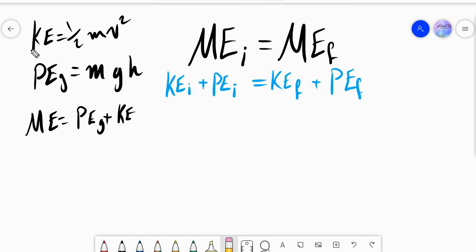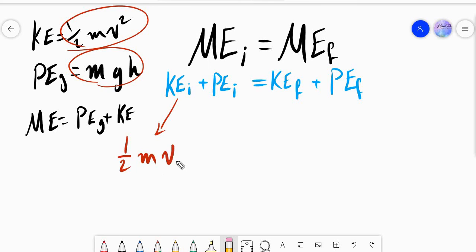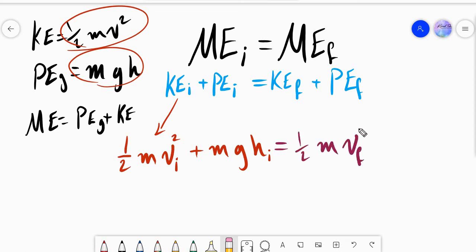Now what will I do? I will substitute KE, the kinetic energy, and do the same thing with PE. Now this one is half m v_i squared, because we have the initial velocity, plus PE initial, that is m g h_i, that is the potential energy, equals, excellent, now the final: KE final, which means half m v_f squared, plus m g h_f. Guys, don't be confused, don't be angry because it's a very long formula.